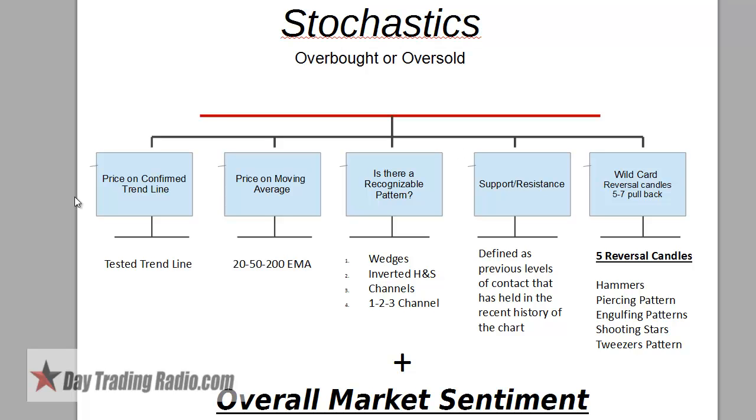All right. So let's start off taking a look at, again, the general foundation here: the confirmed trend line, prices on the moving average. Probably of all the indicators, the price on the moving average is the one that is the least important. Is there a recognizable pattern? Wedges, inverted, yes. Support and resistance, and wild card reversal candles. And, of course, our stochastics. Our stochastics are the main one.